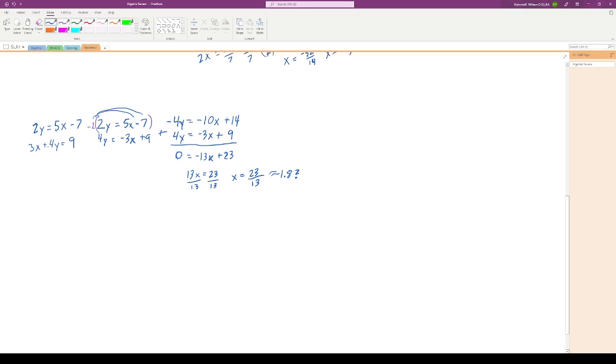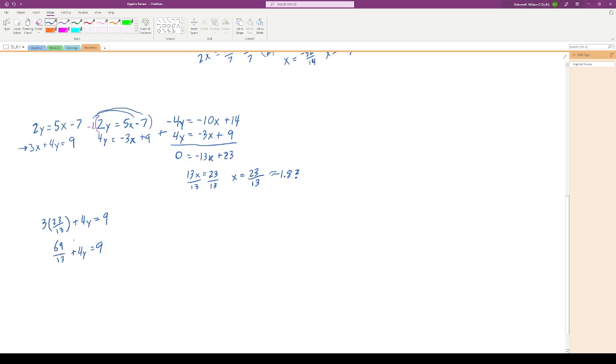I think that it'll be easiest to plug in, it's not going to be easy in either of them, so I'm just going to pick this one and plug in the x's here. So I have 3 times my x value of 23 over 13 plus 4y equals 9. So now we can solve for the y coordinate of our intersection. So 3 times 23 over 13, that's not going to simplify. It's going to give me 69 over 13 plus 4y equals 9.